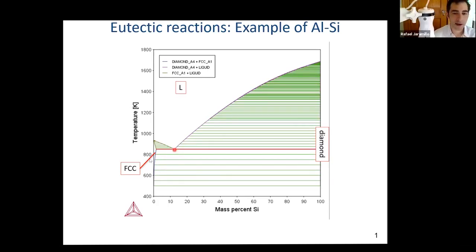This phase diagram has a narrow region of FCC, almost no solubility here of aluminum and silicon. So, you know, the solid solution of aluminum and silicon here in the diamond structure is too narrow to view on this phase diagram. And huge regions here of solid, solid, solid, liquid, and solid, liquid coexistence.